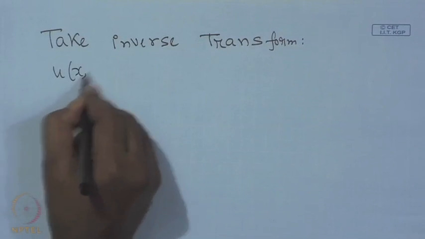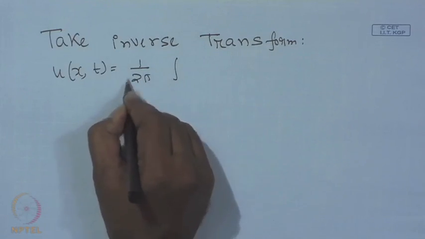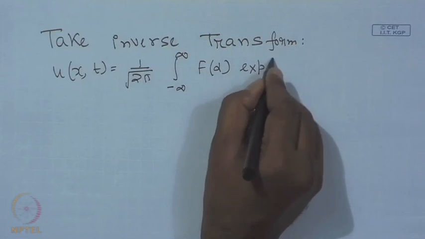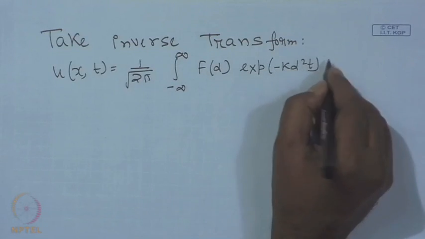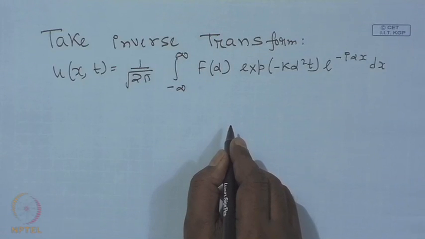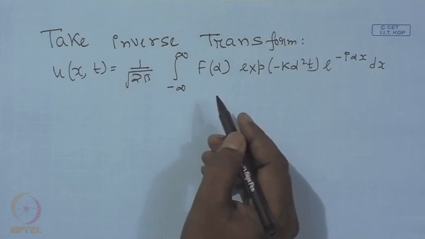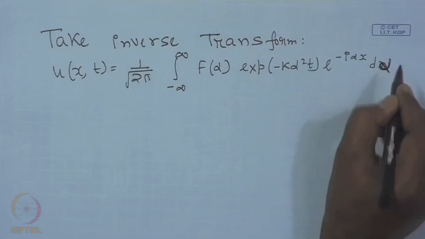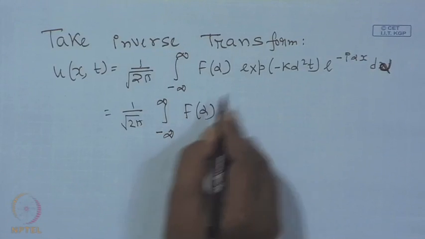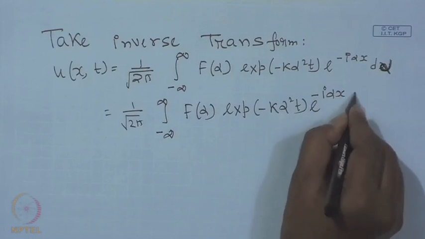So, you will be getting u as a function of x and t is equal to 1 over root over 2 pi, integral from minus infinity to plus infinity f of alpha exponential minus k alpha square t e to the power minus I alpha x d alpha. When you take the Fourier transform, we multiply it by e to the power I alpha x dx, and when you take the inverse Fourier transform, we multiply it by e to the power minus I alpha x d alpha. Okay.